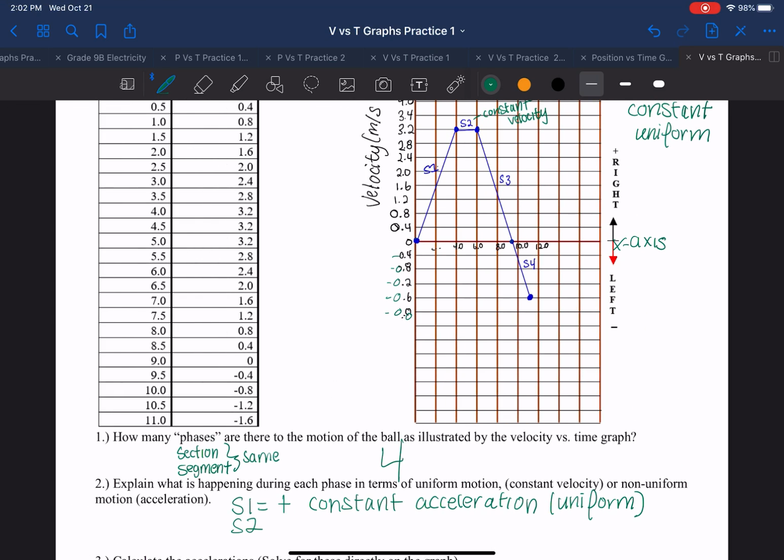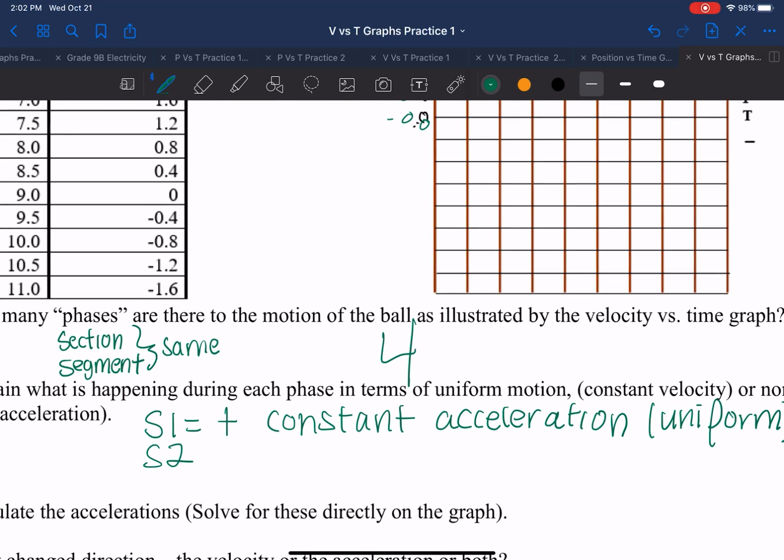S2, we talked about it as well. It's that flat horizontal line, and that means constant velocity because we're at the same constant velocity of 3.2 meters per second. We're not increasing our speed or decreasing it, so it's constant velocity. So uniform motion.